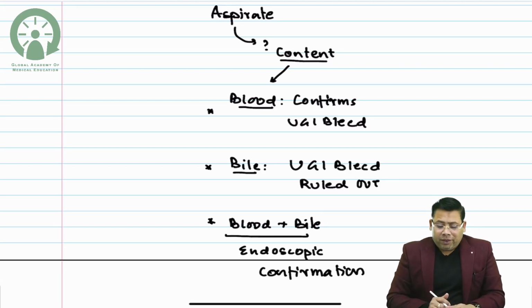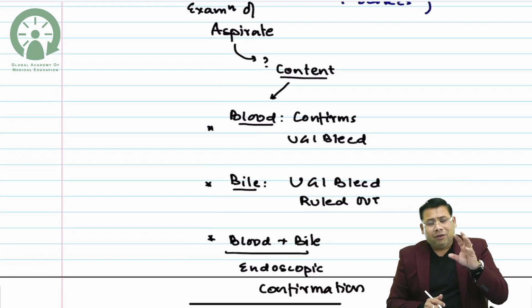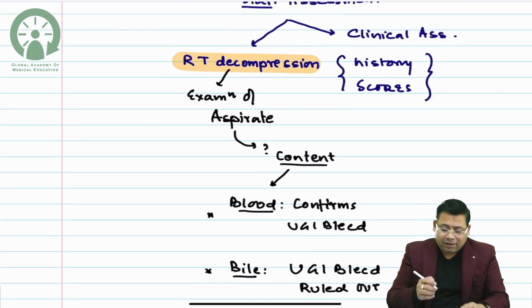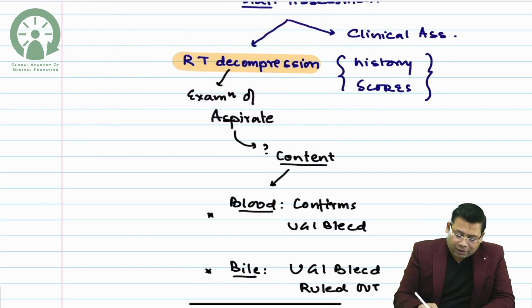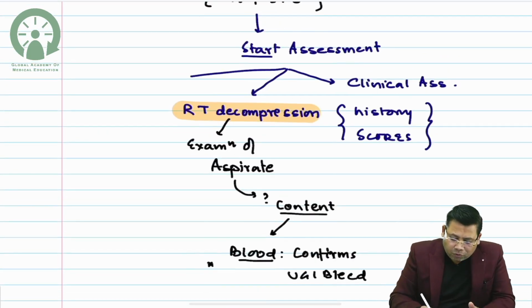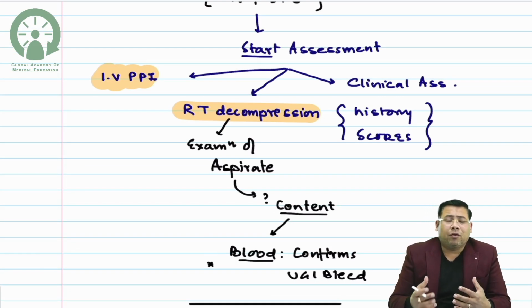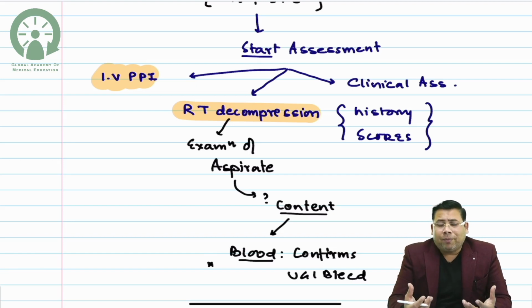One more thing that you need to understand: once you do a Ryle's tube decompression, you are decompressing the upper GI tract. Along with that, you will also go for injection PPIs. Once you have done the basic ABC, you also have to go for IV PPIs. Now what is the concept of IV PPIs? You will say, sir, every patient is not going to have GI bleed due to peptic ulcer disease.